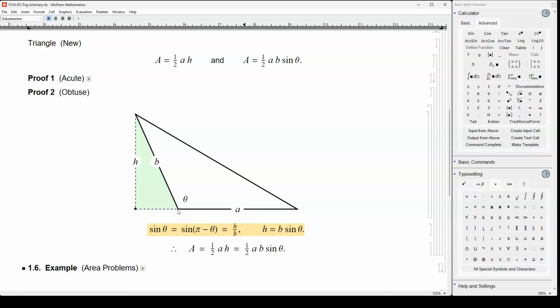Look at this as the origin here. The angle in question is at the origin, and we have a circle going around there with radius B. And then look at this green triangle. You can inscribe a right triangle like this, and this angle here is a supplemental angle, pi minus theta. Sine of pi minus theta, vertical over radius, H over B, is the same. Sine of theta and sine of pi minus theta are the same. So H is B sine of theta, and we have the same formula, 1/2 AB sine of theta.